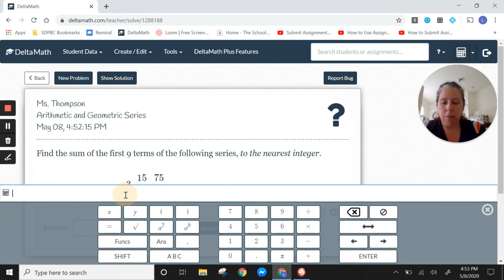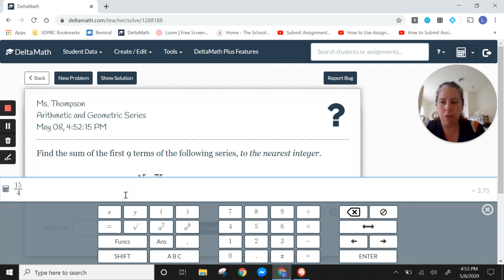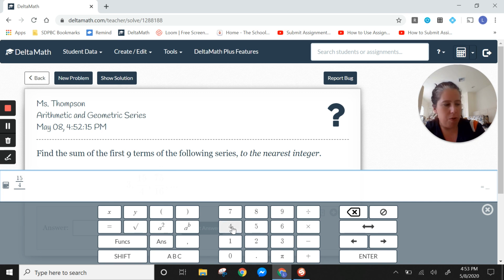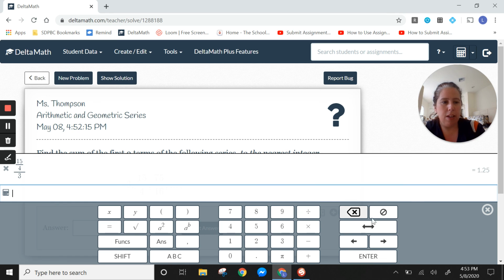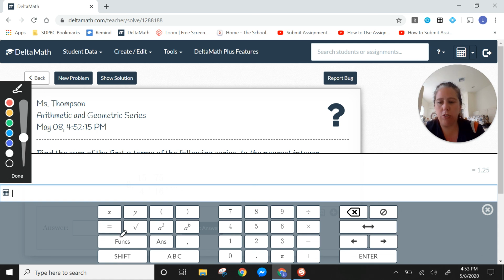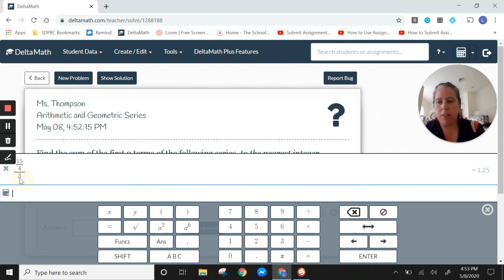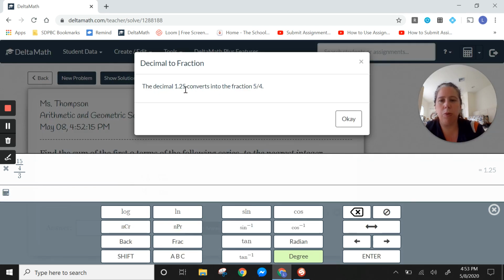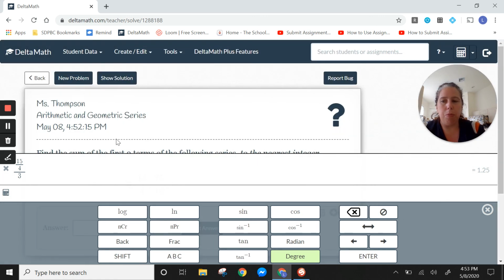If I do it on Delta Math, I can do 15 divided by 4, arrow over, then divide it by 3, and equal it. Over here, you're going to get 1.25. Remember, if you go to functions right here, click that, and then hit the fraction, and it changes. 1.25 converts to the fraction 5 over 4. So be aware of that.